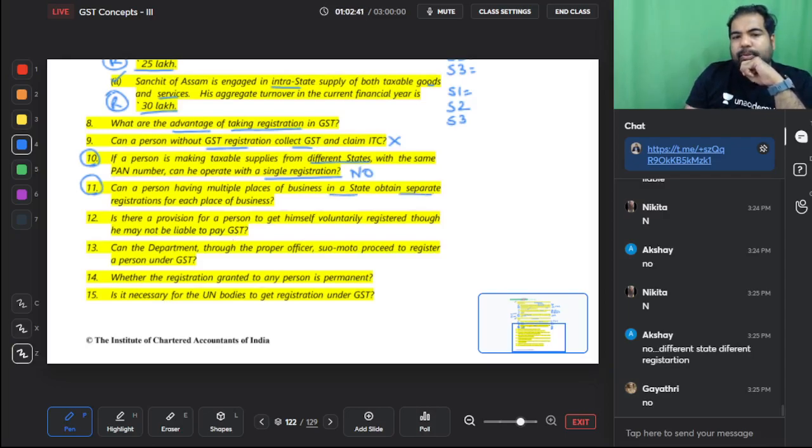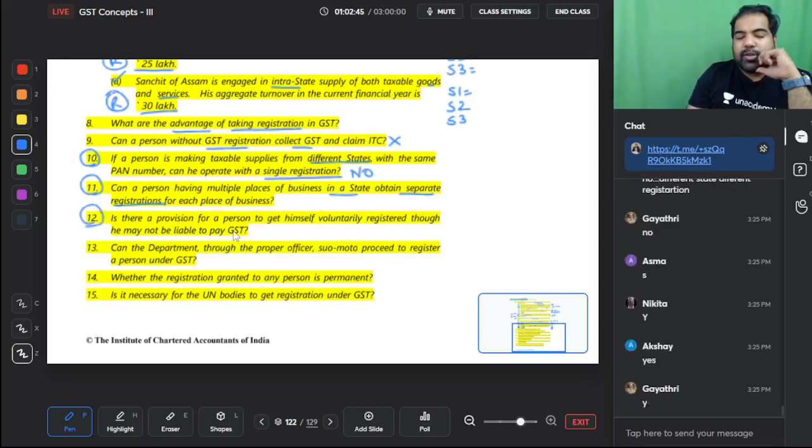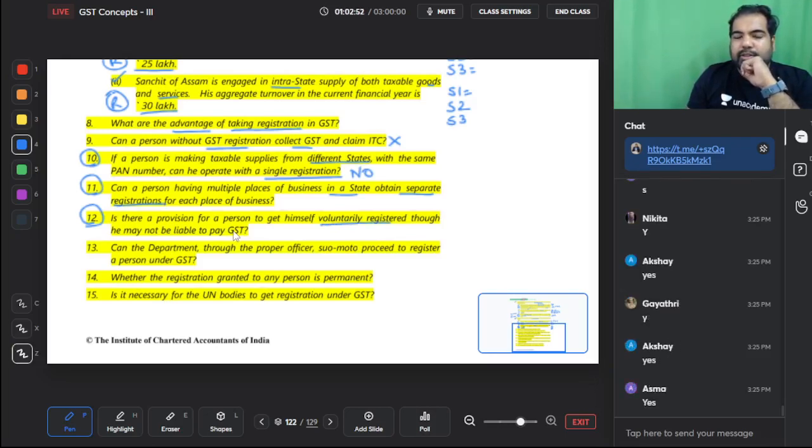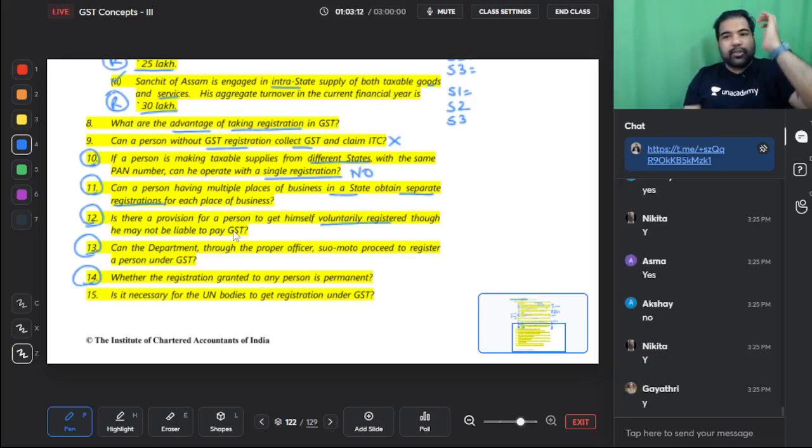In a state, can you obtain different registrations? Yes, you can. 12th question, please. Can you get voluntarily registered? Yes. 13th question, please. Yes. 14th question, please. Whether registration granted to any person is permanent? Yes, it's permanent, except casual taxable and non-resident. Otherwise, all registrations are permanent, guys.